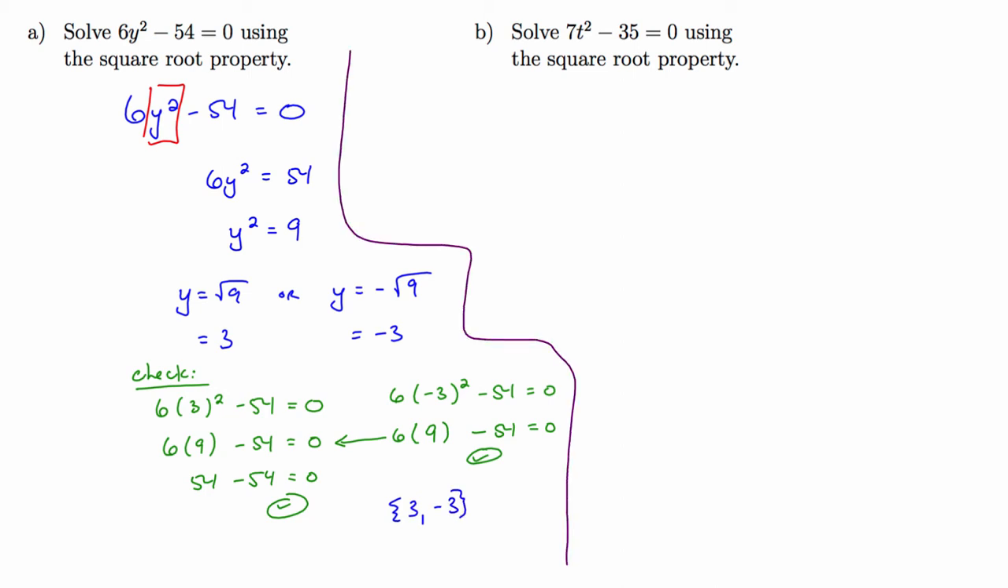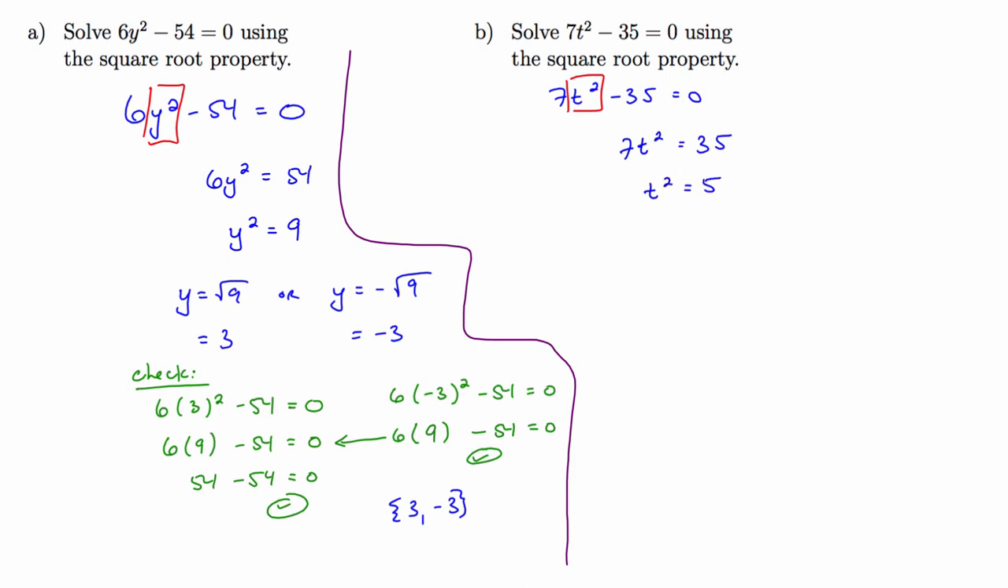In part B, we want to solve the equation 7t squared minus 35 equals 0. It's going to follow the same process. What we need to focus on is first isolating that squared component, that t squared. So we'll begin by adding 35 to both sides. So we'll have 7t squared equals 35. Then we'll divide both sides by 7. So t squared equals 35 over 7, which is 5.